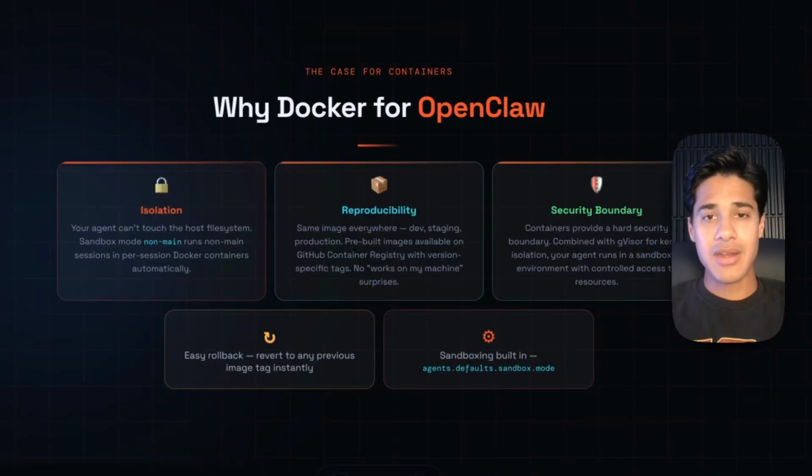agents.defaults.sandbox.mode to non-main, and that's going to tell the runtime to spin up per session Docker containers for non-main sessions automatically. Your sub-agents get their own isolated container. You combine this with gVisor for kernel isolation, and you get defense in depth without any custom infrastructure. And fourth, easy rollback. If an update breaks something, you revert to the previous image tag. Your workspace and config live in the volumes, so the agent's state is completely independent of the container image.